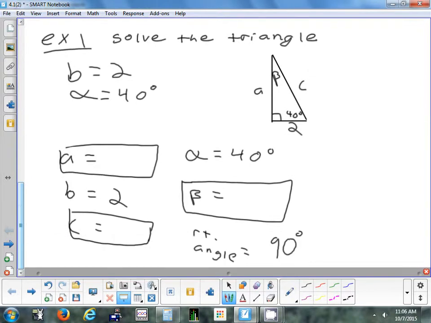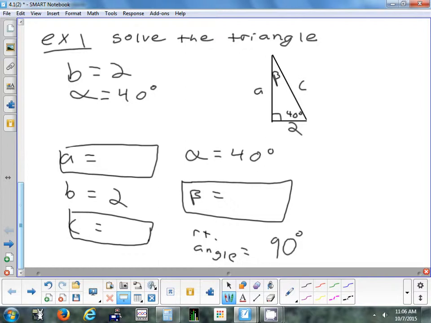What I did in the first column is I put the 3 sides. In the second column, I put the 3 angles. And I put A across from alpha, B across from beta, and C, that's across from the right angle, which we already know is 90. The other thing I did is I put a box around everything we need to find. So 3 things we need to find: A, C, and beta.